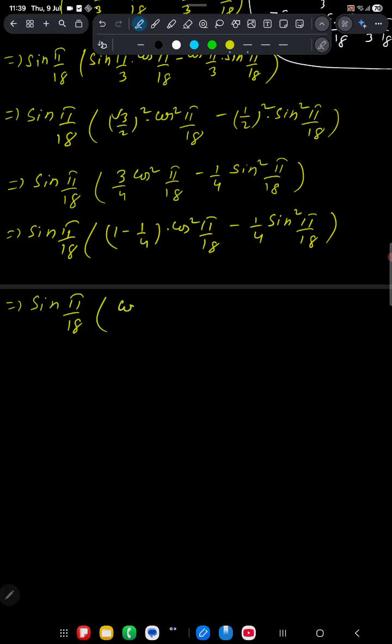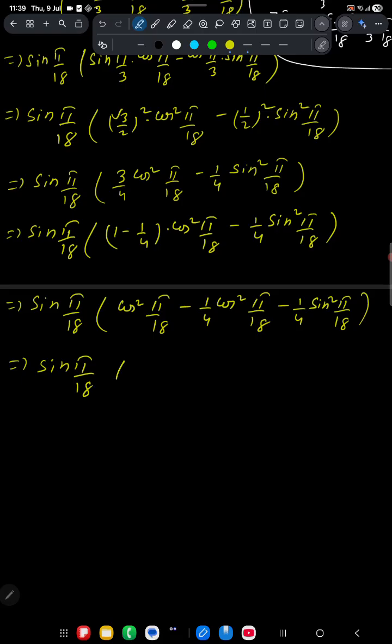This will give you cos square pi by 18 minus 1 by 4 cos square pi by 18 and minus 1 by 4 sin square pi by 18. So in this way, this sin pi by 18 and cos square pi by 18 will be there, and this will give you 1 by 4 common, then cos square pi by 18 plus sin square pi by 18. So this will reduce to cos square theta plus sin square theta, which is 1.